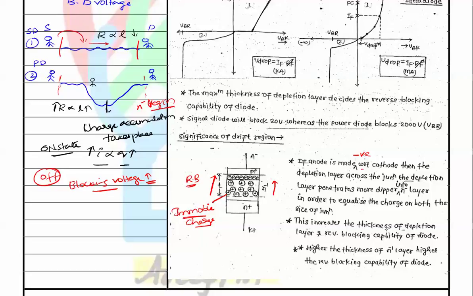So this increases the thickness of the depletion layer, and the reverse blocking capability of the diode increases. So the higher the depletion layer, or the higher the thickness of the N minus layer, the higher the reverse blocking voltage of the diode.